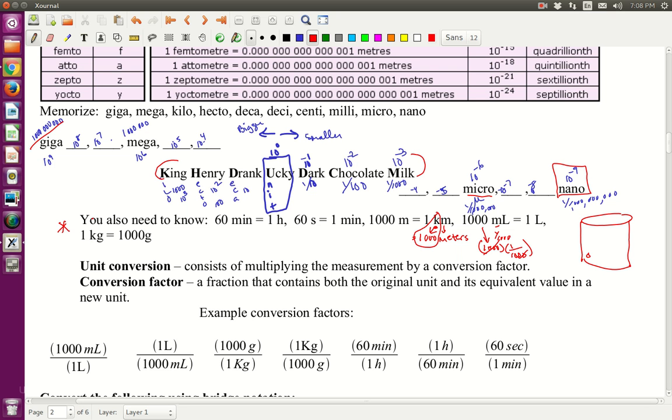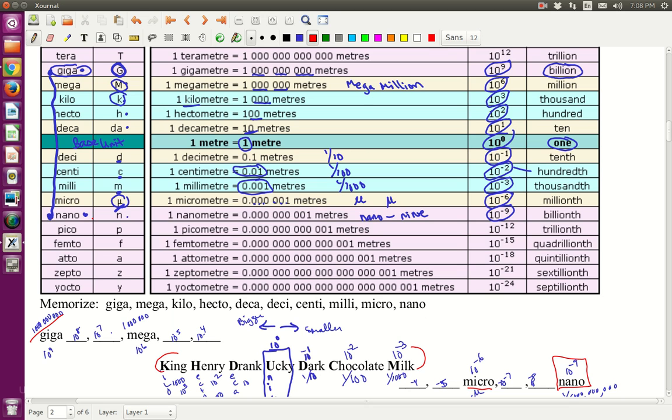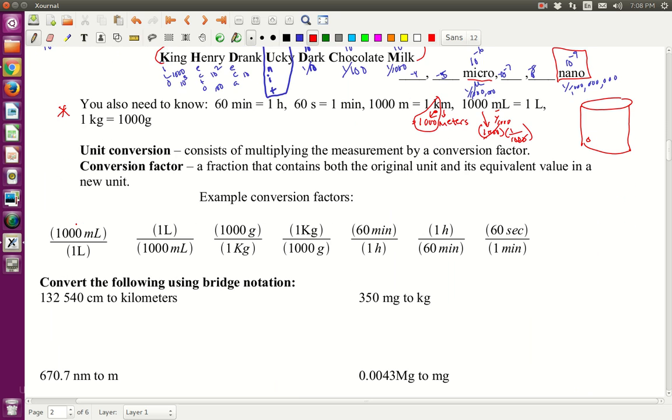I'm not going to put these prefixes on a reference chart. You must know them. Giga, mega, kilo, hecto, deka, base unit, deci, centi, milli, micro, nano. King Henry drank a dark chocolate milk. That's all of them.